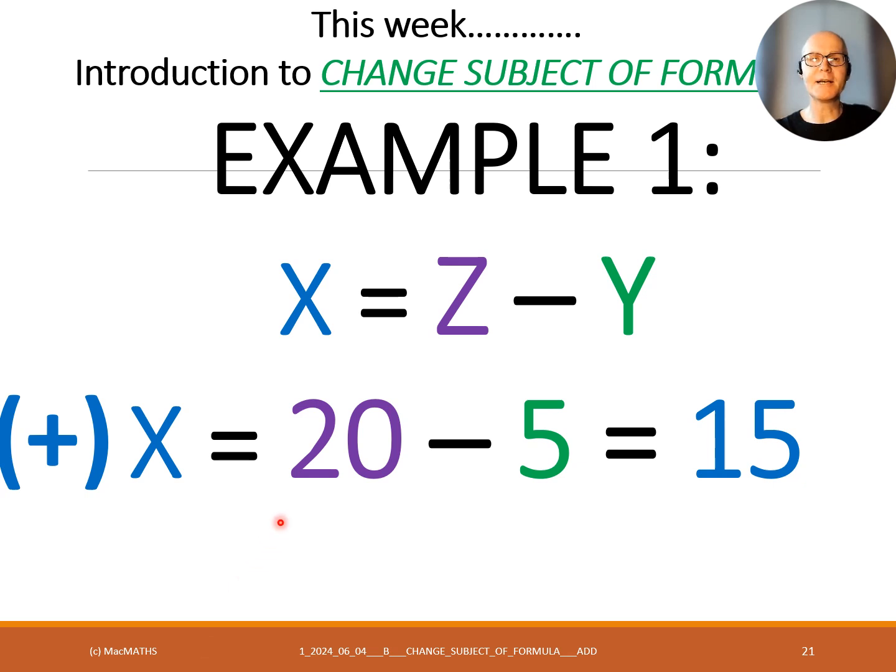Let's have a wee look at this example here. X equals Z minus Y, when Z is 20 and Y equals 5. When we work out this formula, the answer is plus 15. X equals Z minus Y, X equals 20 minus 5, which equals 15.